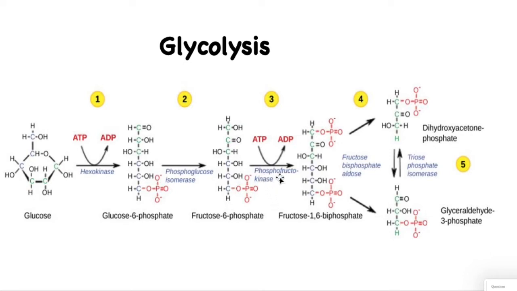Phospho for the phosphate being transferred onto fructose, kinase being an enzyme that adds a phosphate. So phosphofructokinase, all right? It adds a phosphate to fructose 6-phosphate. And it's also referred to as PFK. And it creates something known as fructose 1,6-bisphosphate.